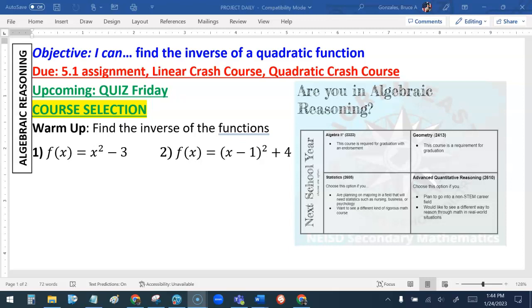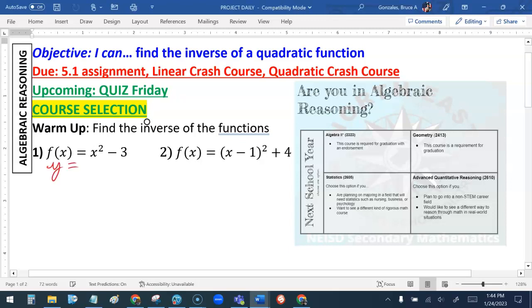Number 1, first things first, f of x turns into what letter? Does everyone know that this needs to turn into a y? F of x is y. Cool? So let's write that. y equals x squared minus 3. That's step 1. Step 2, what do I do with x and y?